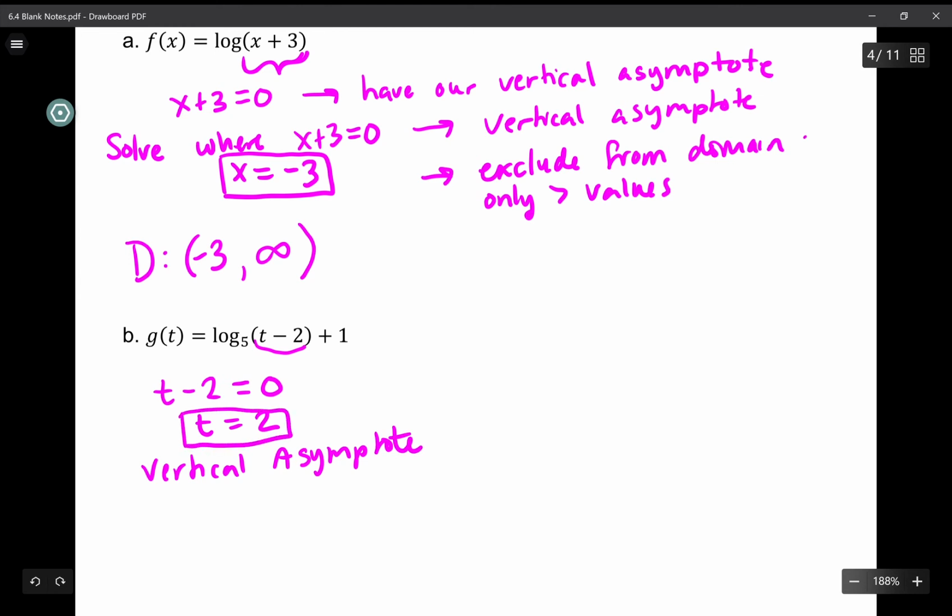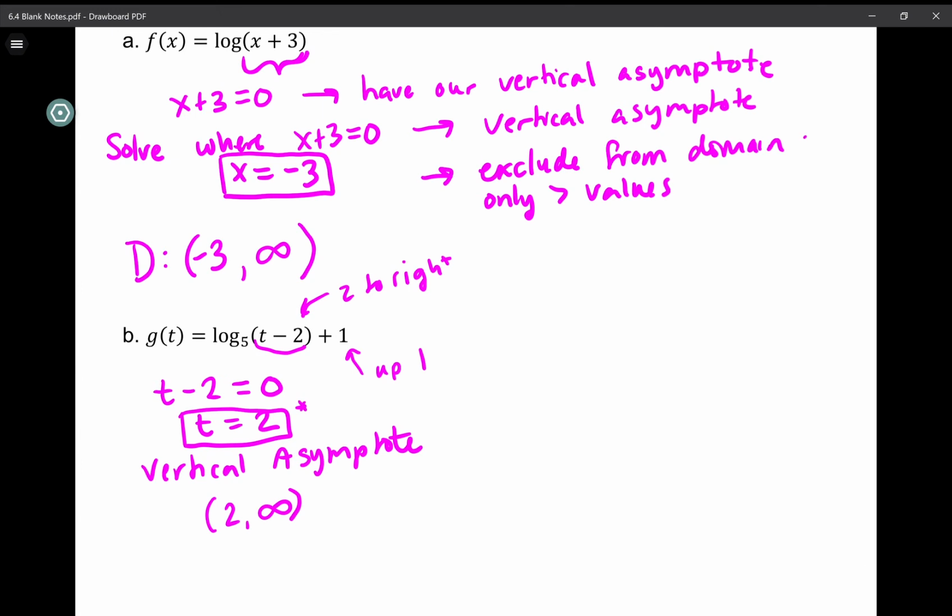And what is my domain? Well, you have to be a little careful here when we're subtracting things. But really what we can see is what's happening to this log function. Well, it's shifted 2 to the right. And that makes sense with our vertical asymptote here shifted to t equals 2. Up 1, well, that's not going to make a difference for our domain, right? And so our domain is going to shift 2 to the right. So we're going to start at 2 and go to infinity. The only one you have to be careful with, where it might be negative infinity to a value, is if you've reflected across the y-axis.